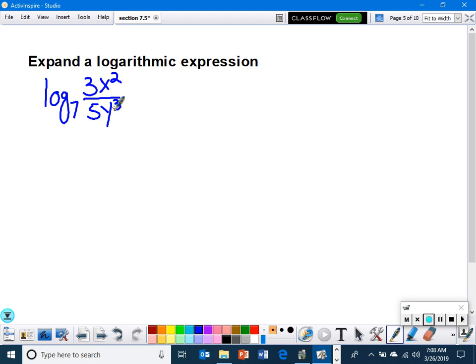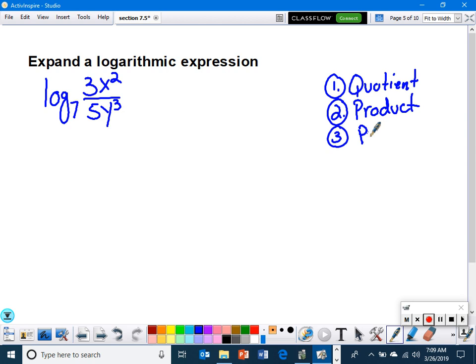Now, when we do this, we should do them in a certain order. When expanding, we first want to do the quotient property. Then we would like to do the product property. Then the power property. All right, so here we go. I'm going to rewrite this. First, I'm going to start with the quotient property, with what I just put in red.